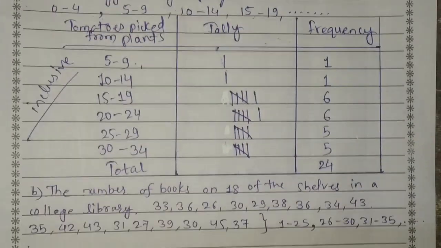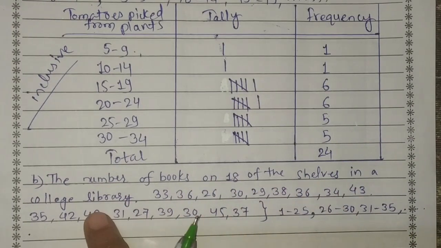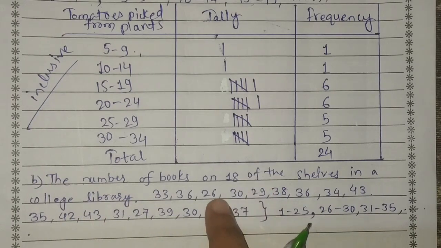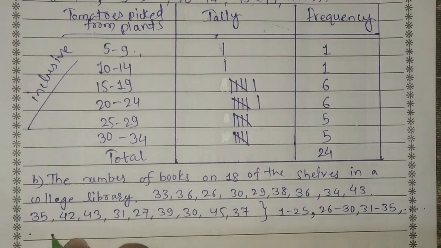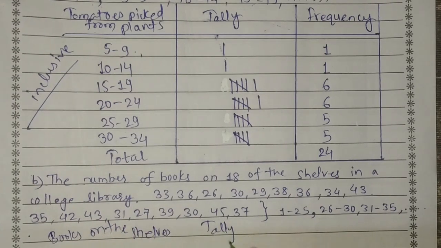grouping. Now the next one is: the number of books on 18 of the shelves in a college library are given as these. So these are the number of books and we have suggested grouping also. So we'll write down here first of all a column, books on the shelves in a library, and then the tally mark and then frequency.